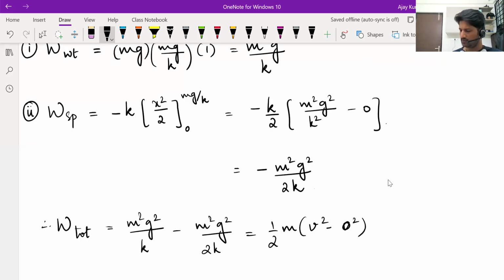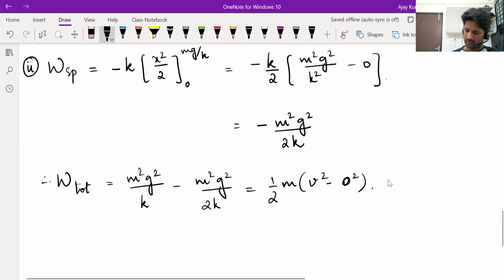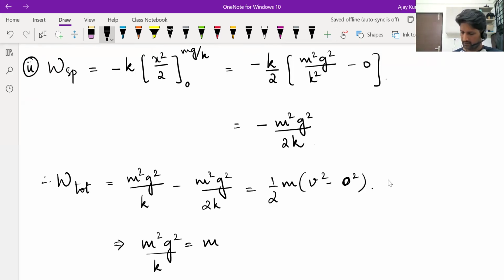U is 0. The block was released from rest. 1 minus 1 by 2 is 1 by 2. The 1 by 2 on the left hand side and the 1 by 2 on the right hand side cancel. You will be left with m square g square by k is equal to m v square. One m gets cancelled. The answer for speed is g root m by k.